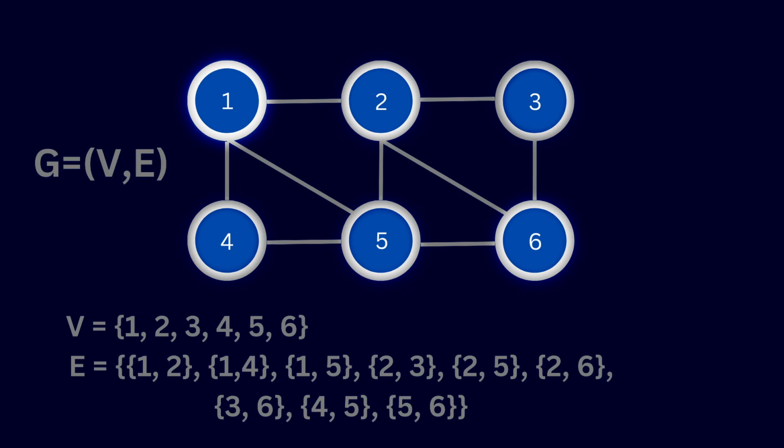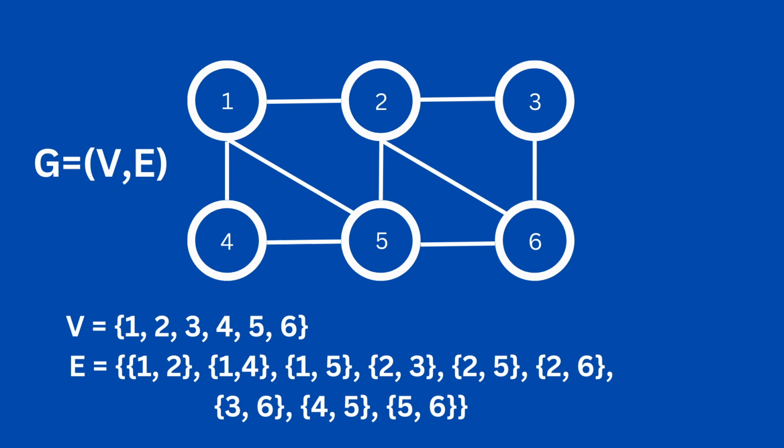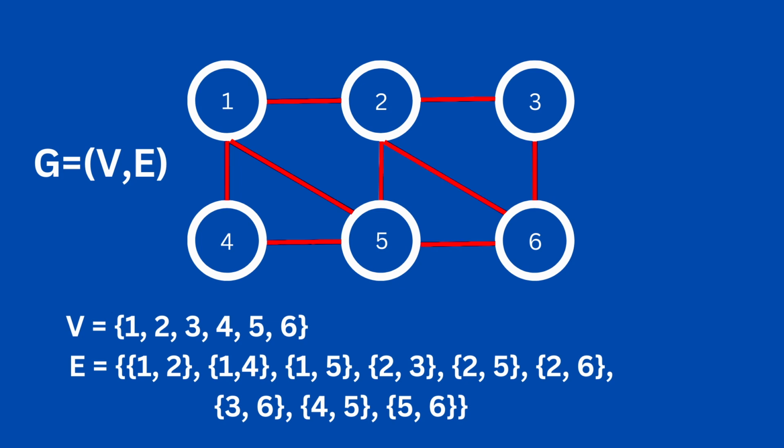We can see we have 6 vertices present, so we can define the set V as being the set of elements from 1 to 6, and then we can define the set E as being all the edges connecting these vertices. So we can see we have an edge connecting 1 and 2, 1 and 4, 1 and 5, and then we have edges connecting 2 and 3, 2 and 5, and 2 and 6, and then we have edges connecting 3 and 6, 4 and 5, and 5 and 6.